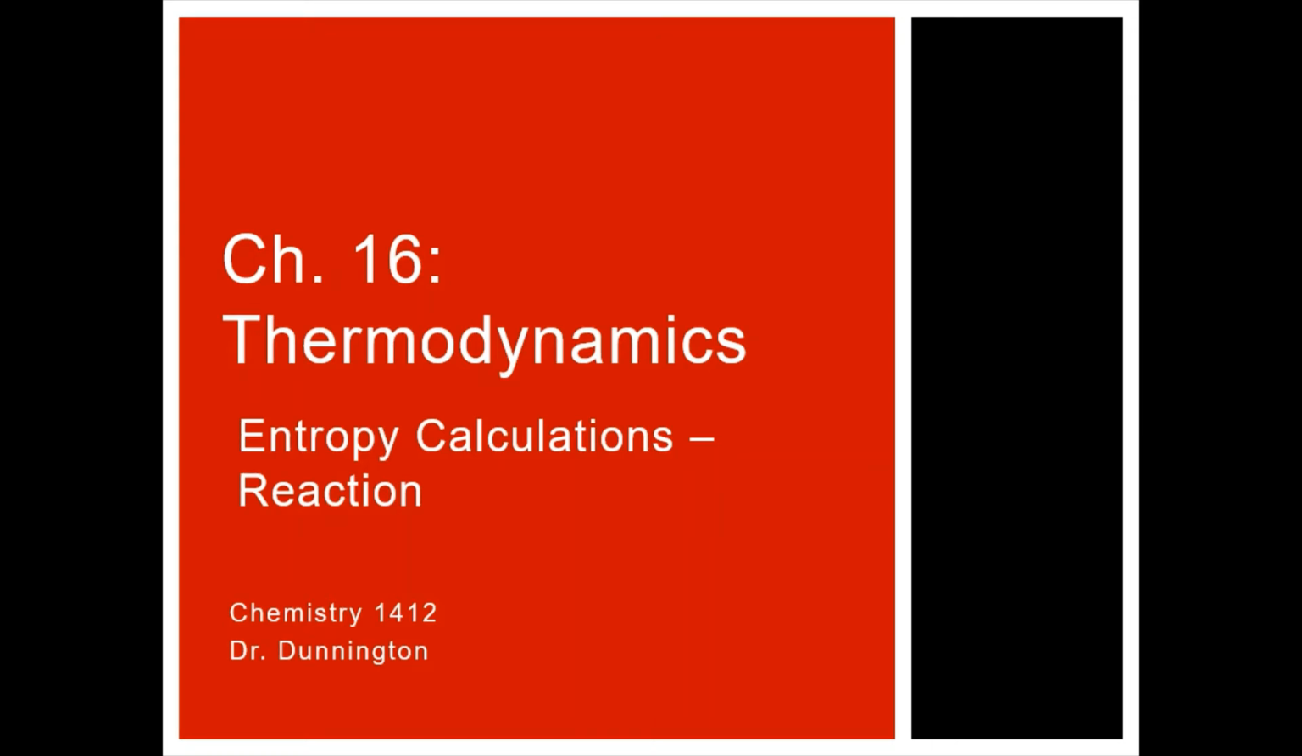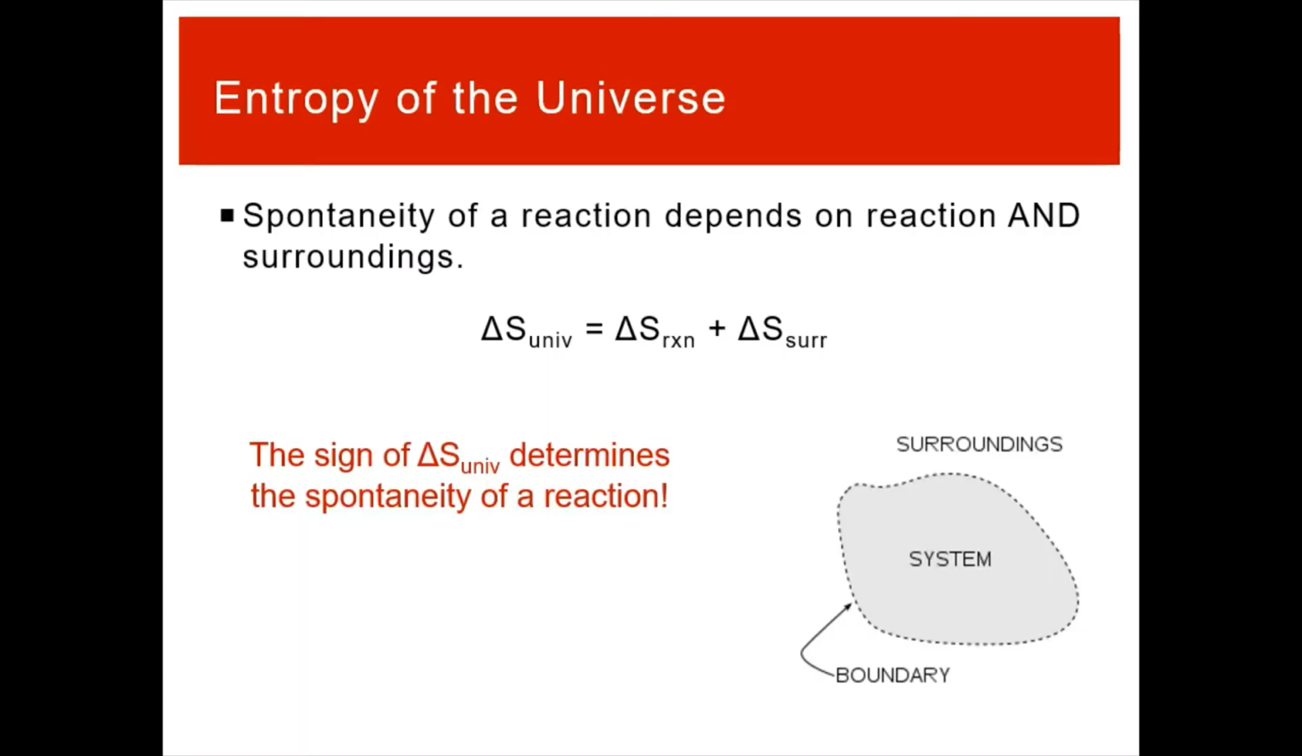So now we want to actually calculate the value of the change in entropy for a chemical reaction. If we want to predict spontaneity, we need the change in entropy of the universe, which is going to be composed of the reaction and the change in entropy of the surroundings. So we're going to take these one at a time. We're going to start by looking at the change in entropy of the reaction.